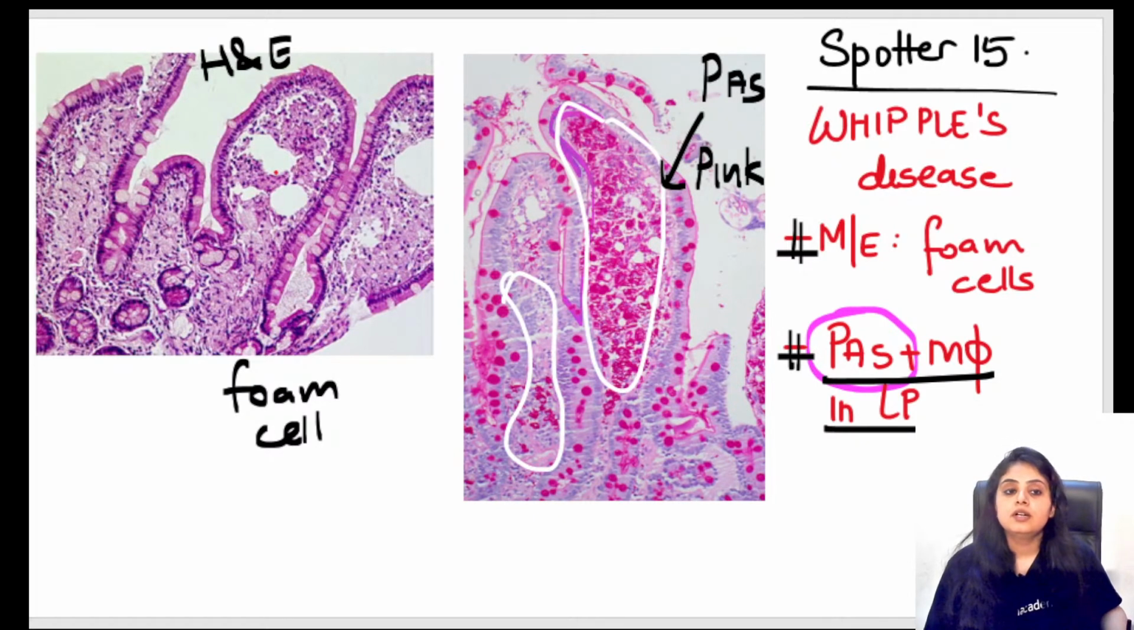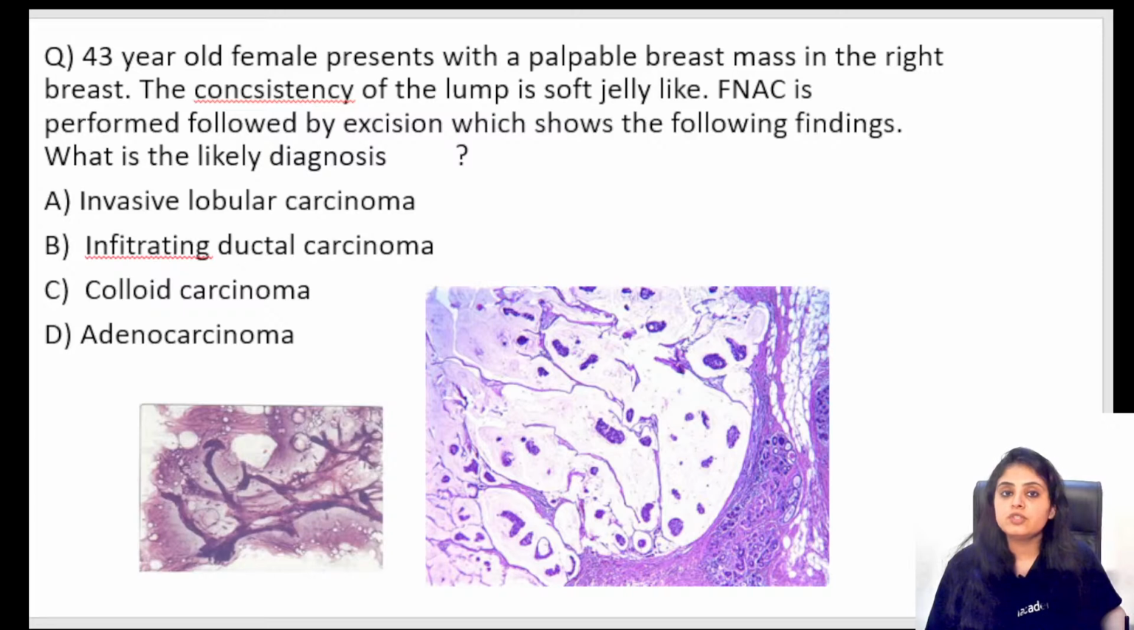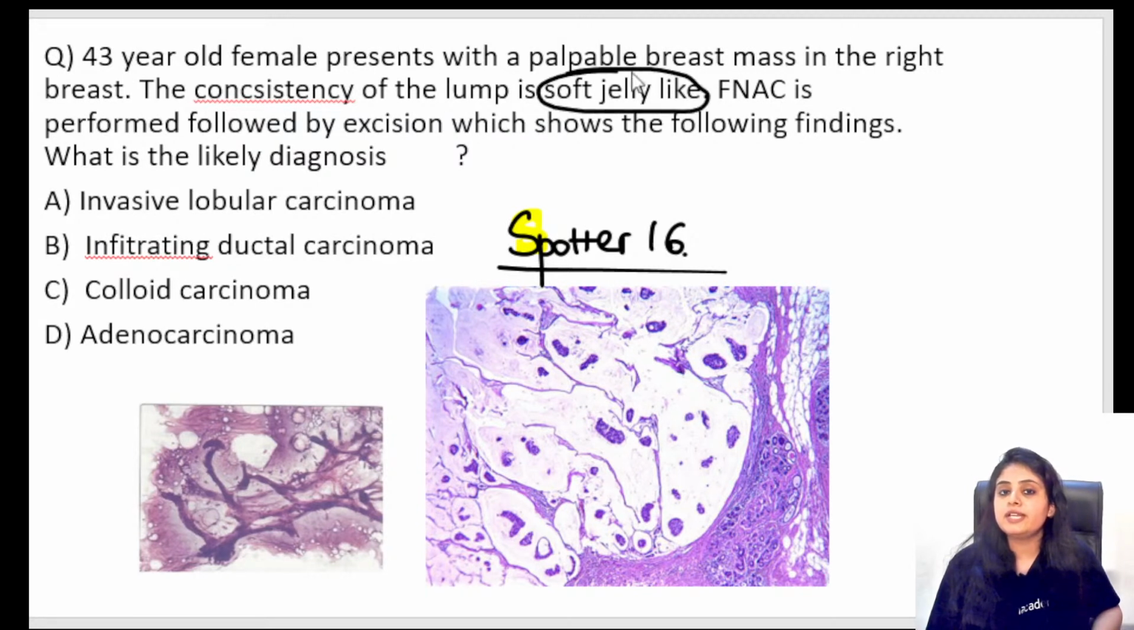Okay, spotter 15 seems to be done. Now let's go to spotter 16, which is actually a kind of an MCQ. One MCQ we can do, right? So this comes along with an MCQ, spotter 16. Please let me know the answer, guys. A 43-year-old female presents with a palpable breast mass in the right breast and the consistency of the lump is soft and jelly-like. The FNAC is performed.